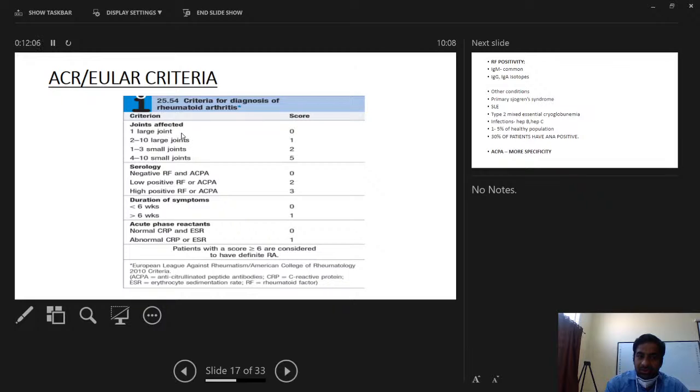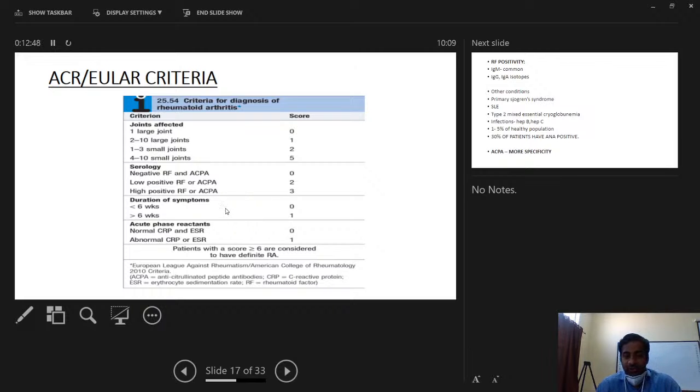Okay. So coming to joints affected: if only 1 joint is affected, the score will be 0. If there are 2 to 10 large joints, the score will be 1. 1 to 3 small joints, the score will be 2, and 4 to 10 small joints, the score will be 5. Coming to serology: if both RF and anti-CCP are negative, the score is 0. Low positive rheumatoid factor or ACPA, the score is 2. And if RF or ACPA is high positive, the score will be 3.